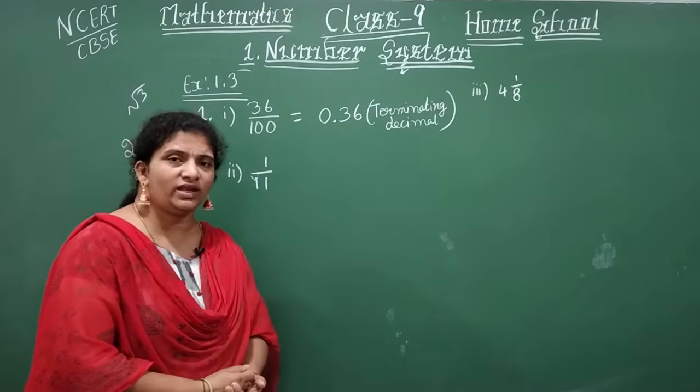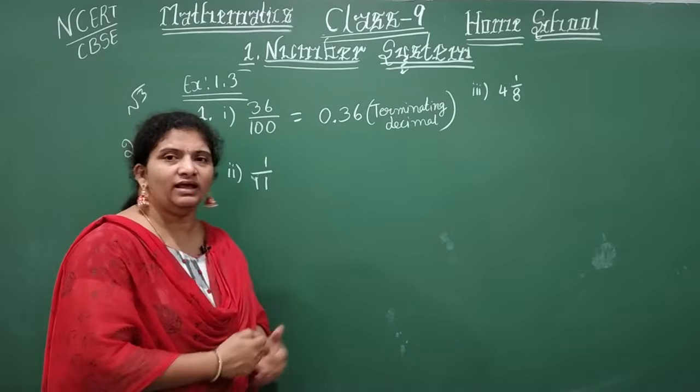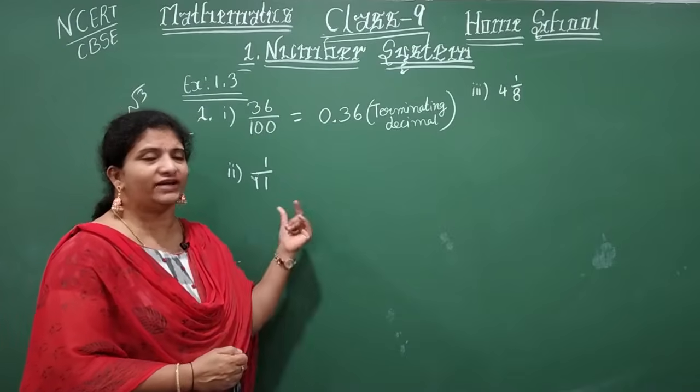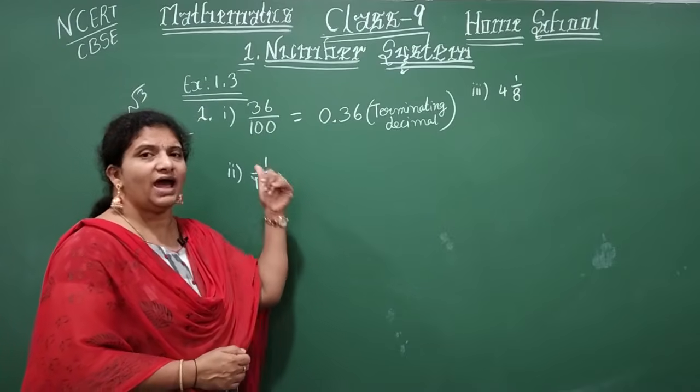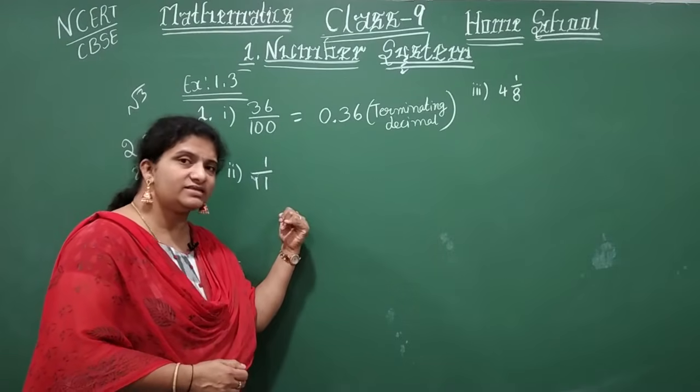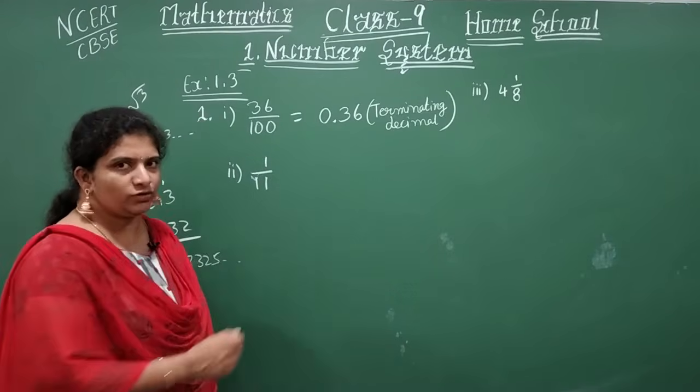Look at the second one here. 1 by 11. How do you write it here? This is the fraction: numerator, denominator. And when you divide, you call this number the dividend and this the divisor. So let's do the division here.